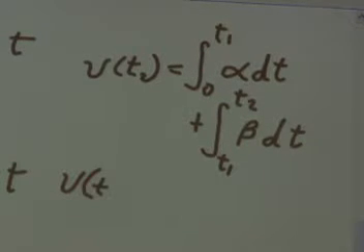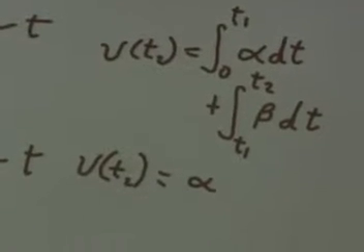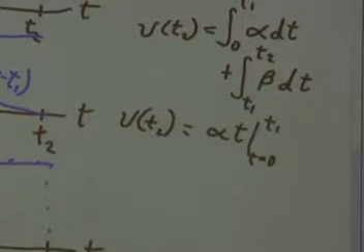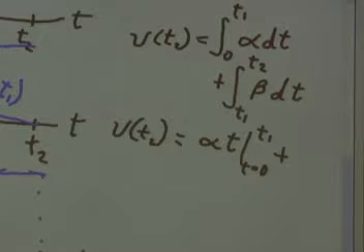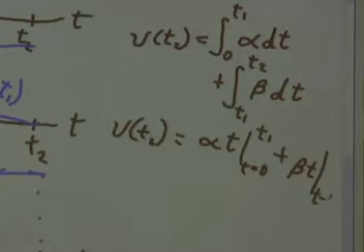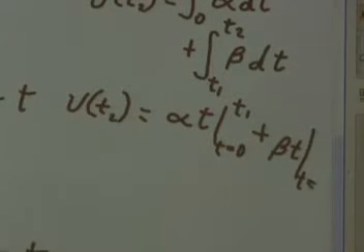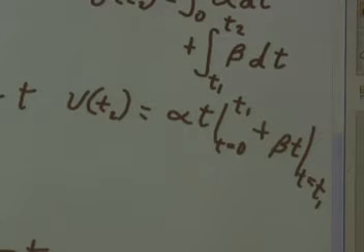The velocity at t2 is equal to alpha t evaluated from t equals 0 to t1, plus beta t evaluated from t equals t1 to t equals t2. That's not very clear.